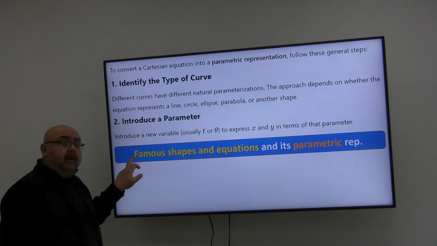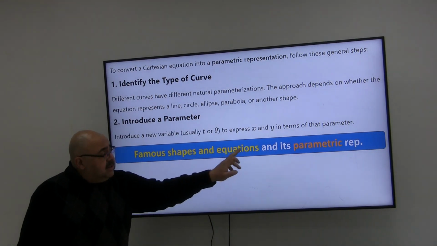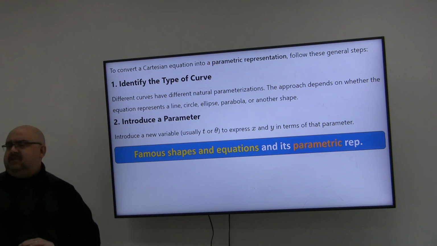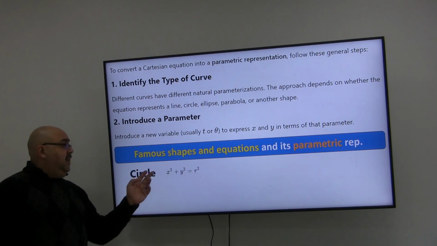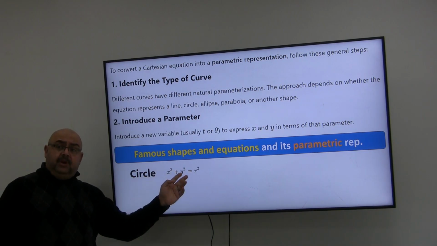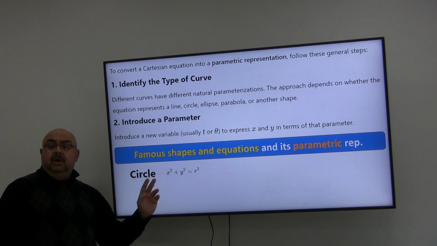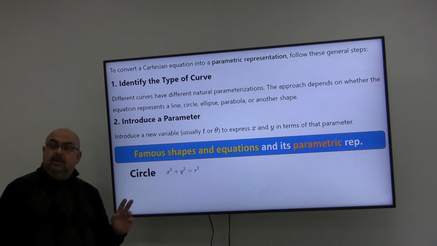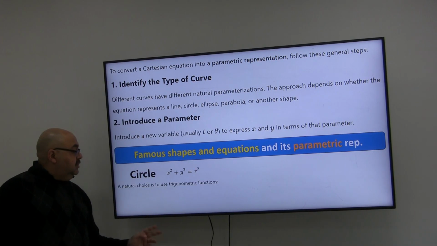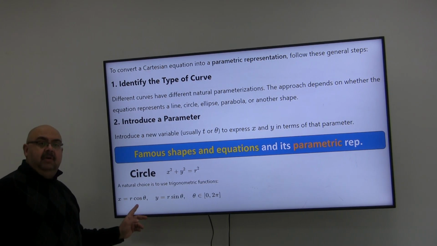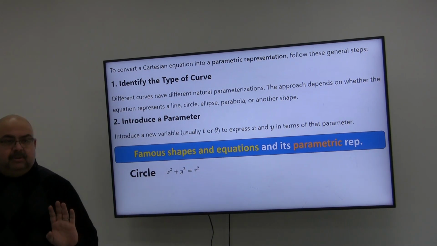I'm going to talk about the famous shapes and the equations, and their parametric representation. The first famous shape is the circle, which is x squared plus y squared equal r squared. If I have x squared plus y squared equal r squared, what's the parametric representation? x equal to r cosine t, y equal to r sine t. So the parametric representation is done now. Any circle whatsoever, you can get its parametric representation.